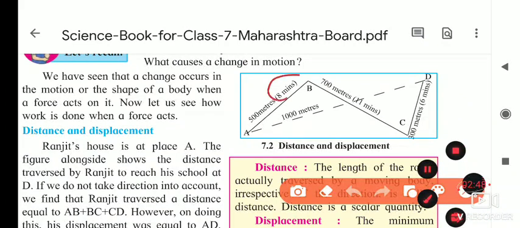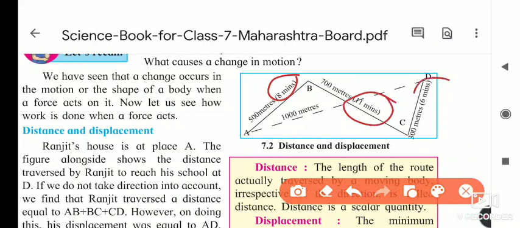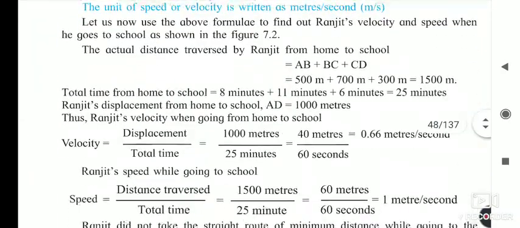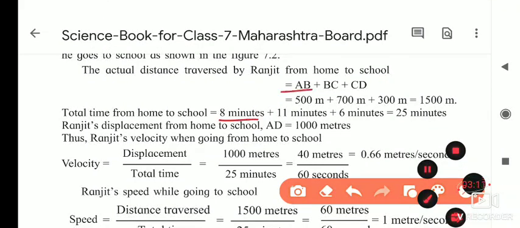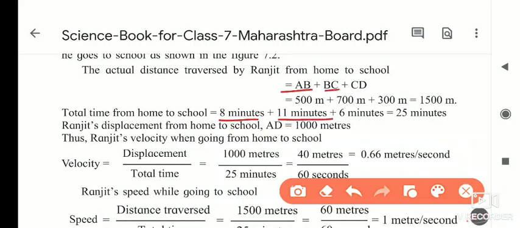He took 8 minutes and then 11 minutes and then 6 minutes. So what is the total, 11 plus 8 is equal to 19, and 19 plus 6 is equal to 25. That much time he had taken. So here it is given 8 minutes to cover distance AB, 11 minutes to cover distance BC and 6 minutes to cover distance CD. Okay, and the total time he had taken is equal to 25 minutes. Now Ranjit's displacement from home to school, AD, is equal to 1000 meter.